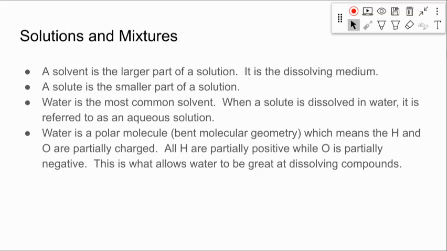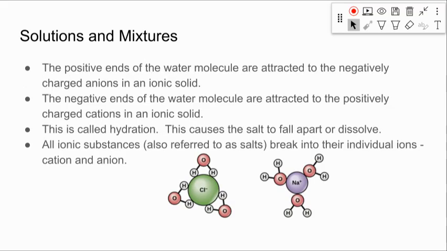We've already talked about how water is a polar molecule. It has a bent molecular geometry, which makes it asymmetrical and polar. And when that happens, because of the polar bonds, the hydrogen becomes partially positive and the oxygen becomes partially negative. This is what lets water be really good at dissolving ionic compounds.